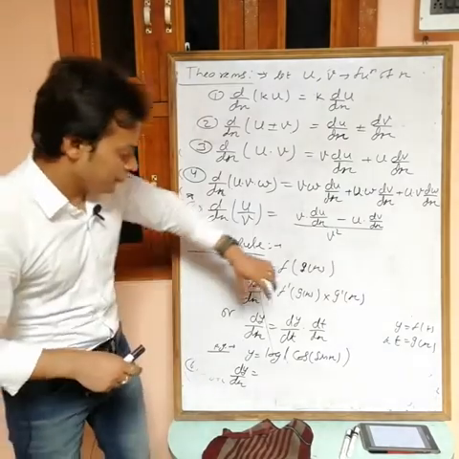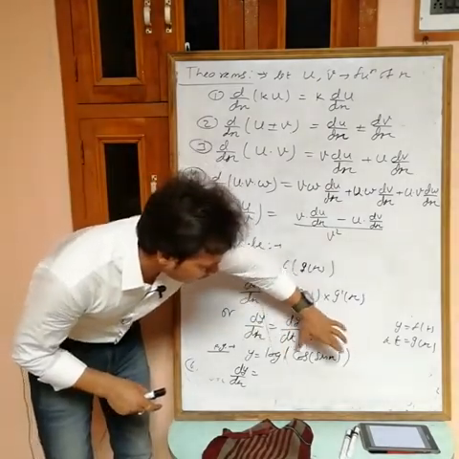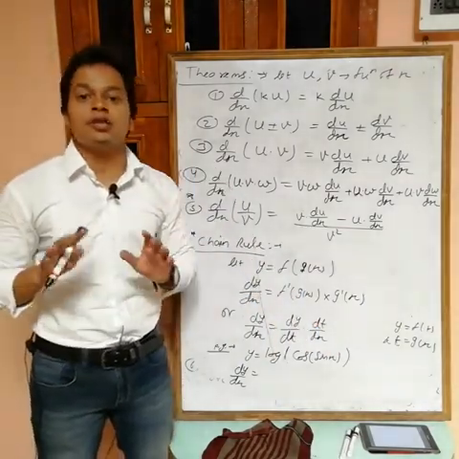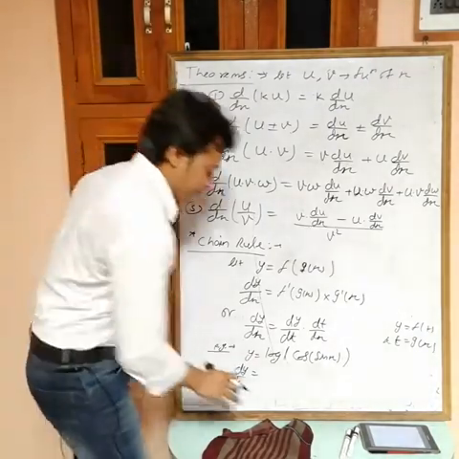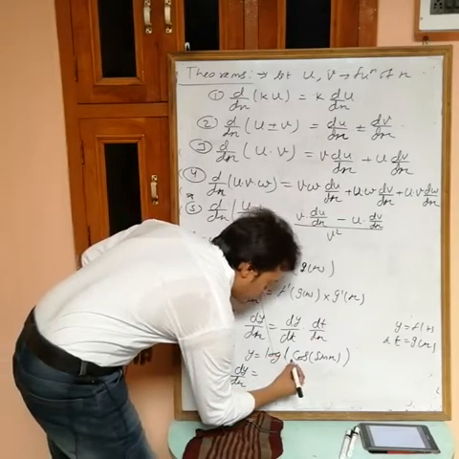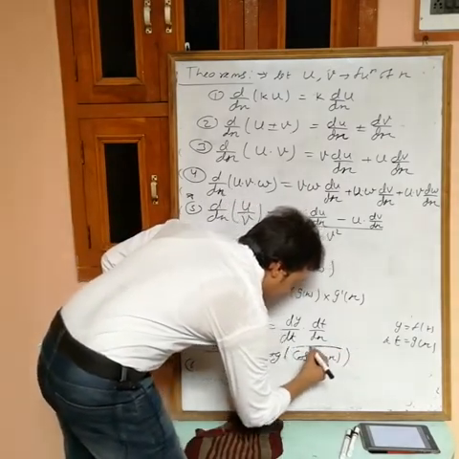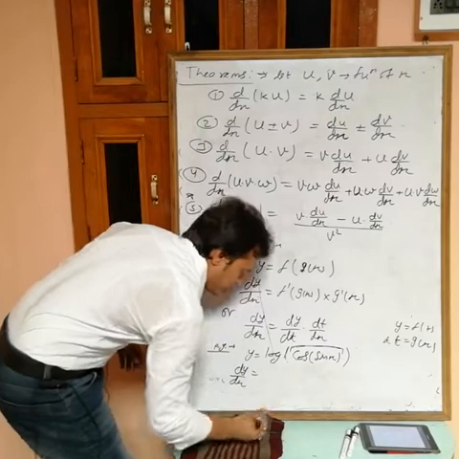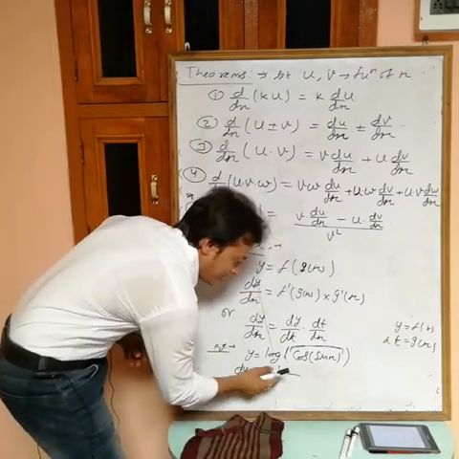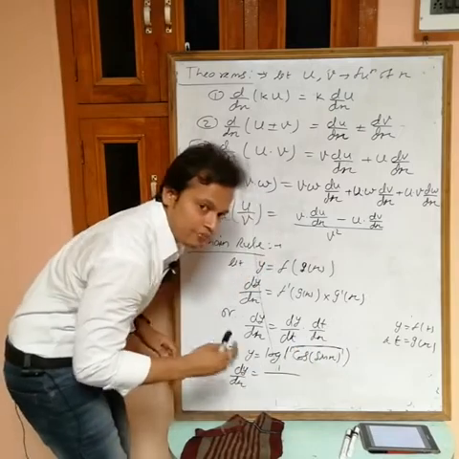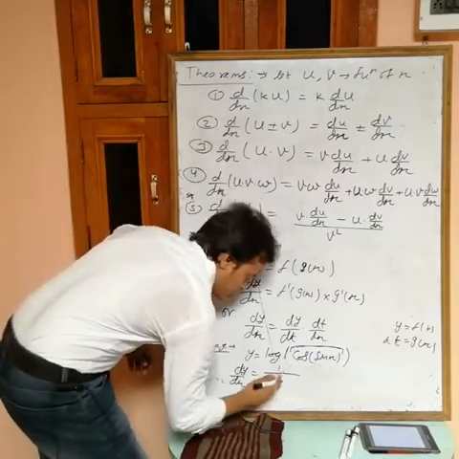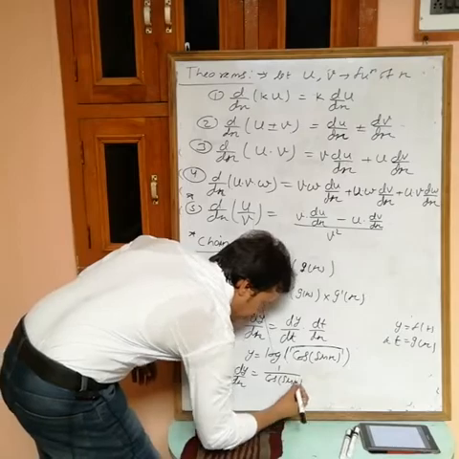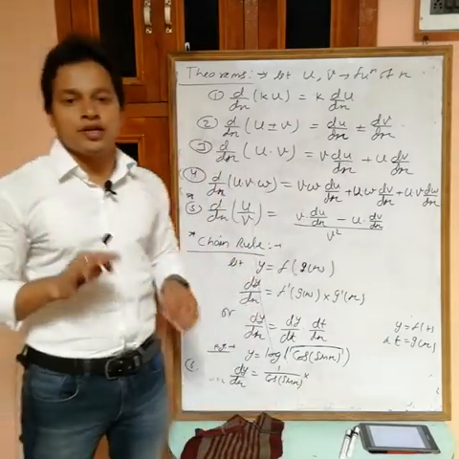So I don't have a formula for this complete expression, but if I assume this part as x, then it is like log x, and we know the differentiation of log x is 1 by x. So I am assuming this part as x. Then log x differentiates to 1 by x, but in the place of x you have to put the assumed x, that is cos of sin x. Now again differentiate the assumed x and multiply with this.